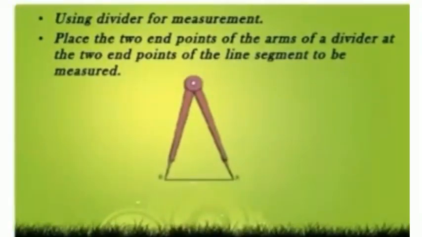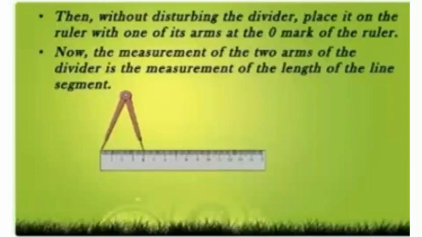Using divider for measurement: place the two end points of the arms of a divider at the two end points of the line segment to be measured. Then without disturbing the divider, place it on the ruler with one of its arms at the 0 mark of the ruler. Now the measurement of the two arms of the divider is the measurement of the length of the line segment.